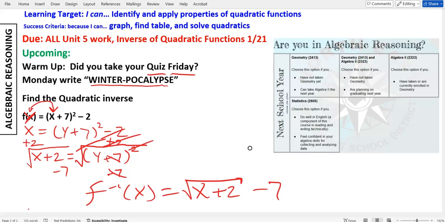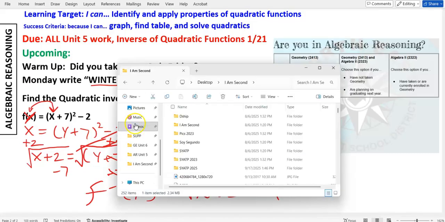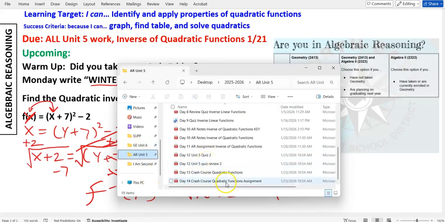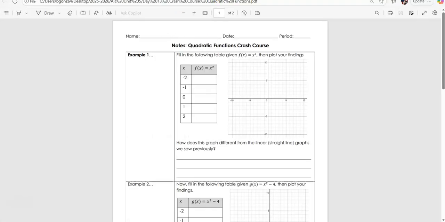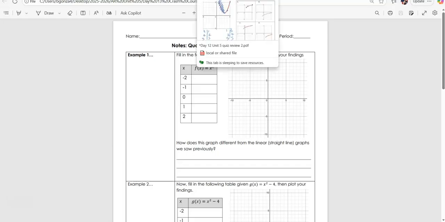Now, we're going to do some notes on quadratics. We call it the crash course because it's like a review of all the quadratic stuff that we got to know. All right, is everyone good on the warm up? All right, go.